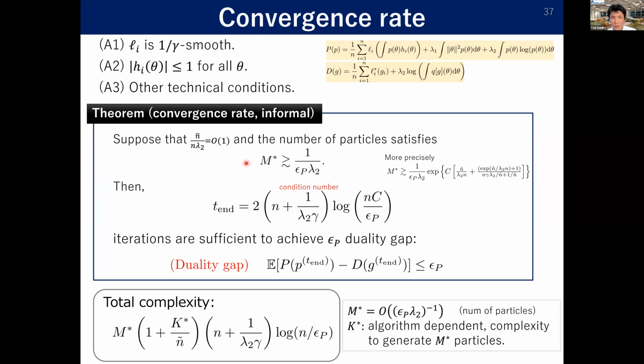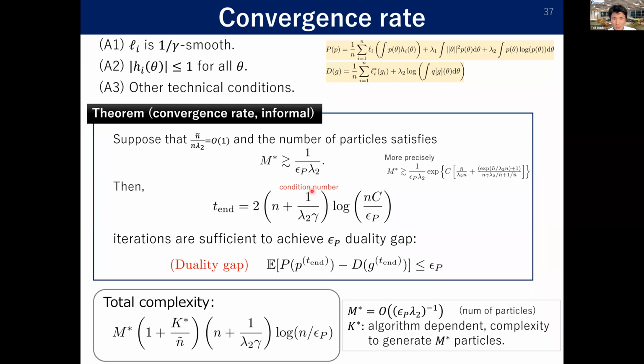Under some assumptions, if you take the number of particles m star like 1/epsilon lambda, where epsilon is a target accuracy and lambda 2 is a regularization parameter of the negative entropy, then after this number of iterations, you get the duality gap bound of epsilon. As for the number of outer iterations, it is like a log of 1/epsilon. So the dependency on epsilon is just a log. This means an exponential order of convergence in terms of the outer iteration.